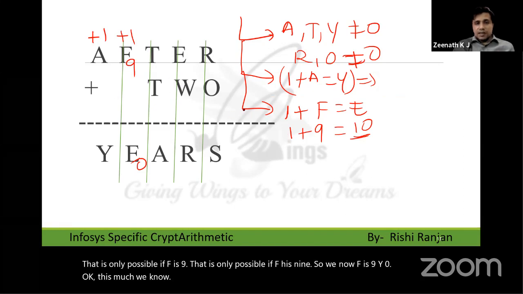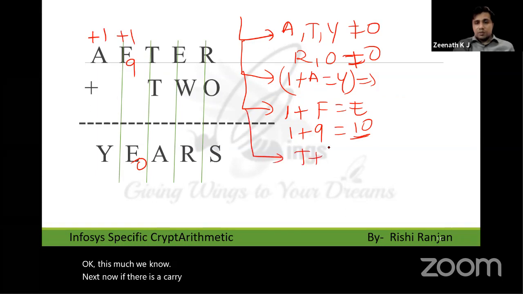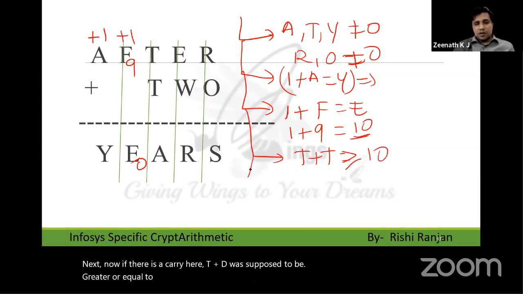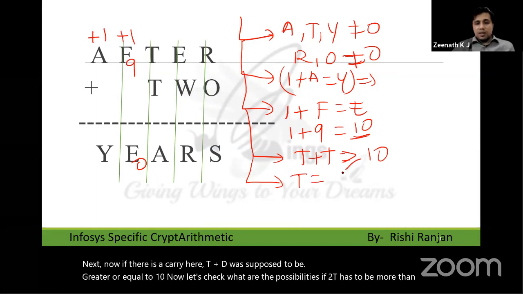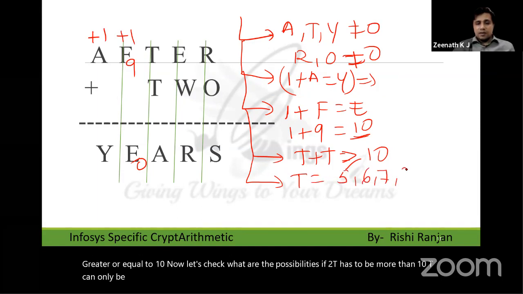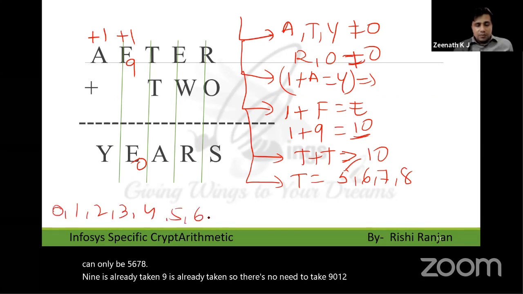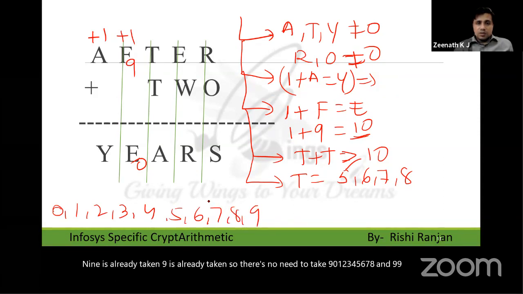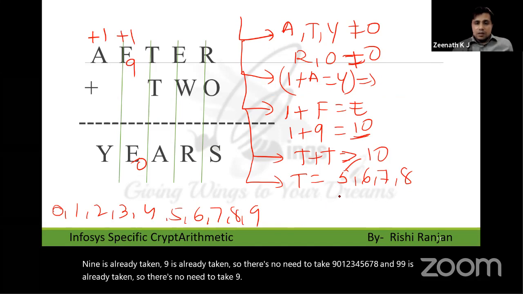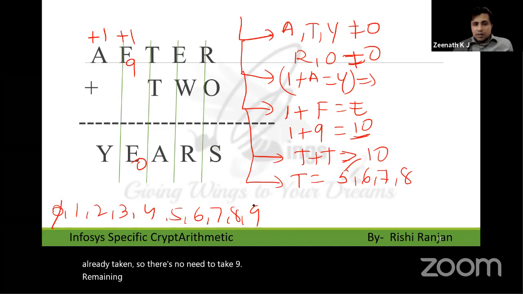Next, now if there's a carry here, T plus T was supposed to be greater than or equal to 10. Now let's check what the possibilities are. If 2T has to be more than 10, T can only be 5, 6, 7, 8. 9 is already taken, so there's no need to take 9. Remaining digits are 0 to 9, with 0 and 9 already taken.